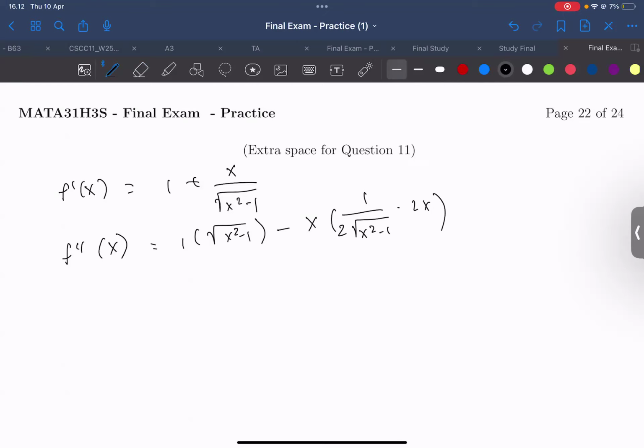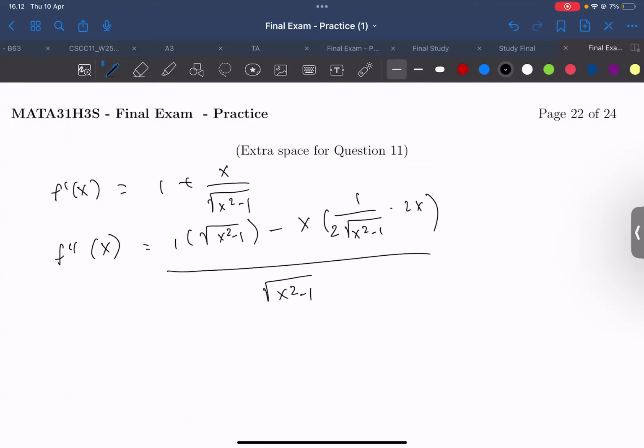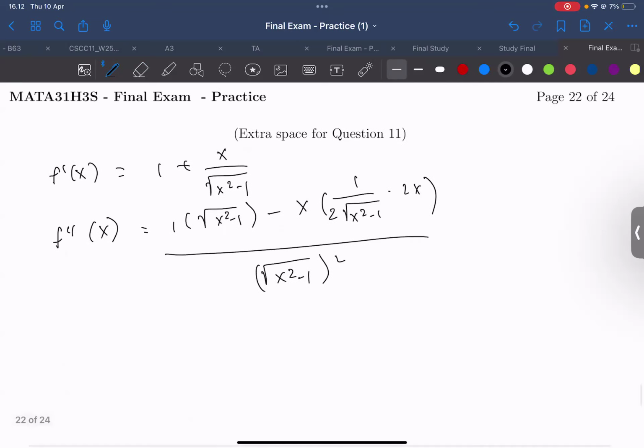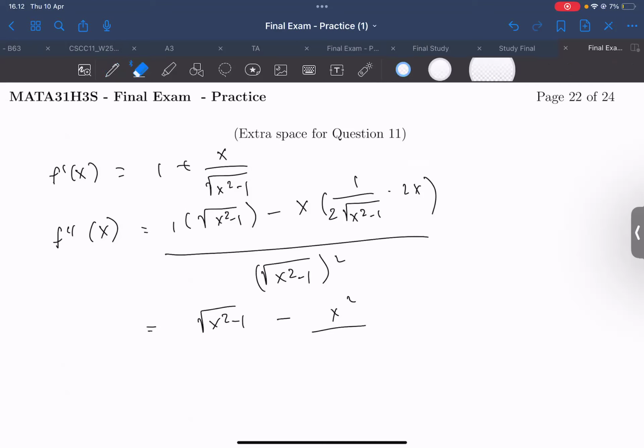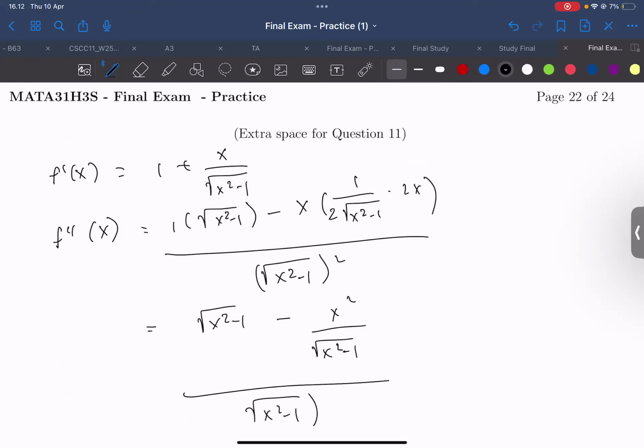And then you divide it by the square root of x squared minus 1, squared. And eventually it will simplify to, you can just simplify this, it becomes square root of x squared minus 1, minus, the 2 cancels out, so it'll be x squared minus 1 over square root of x squared minus 1 squared.